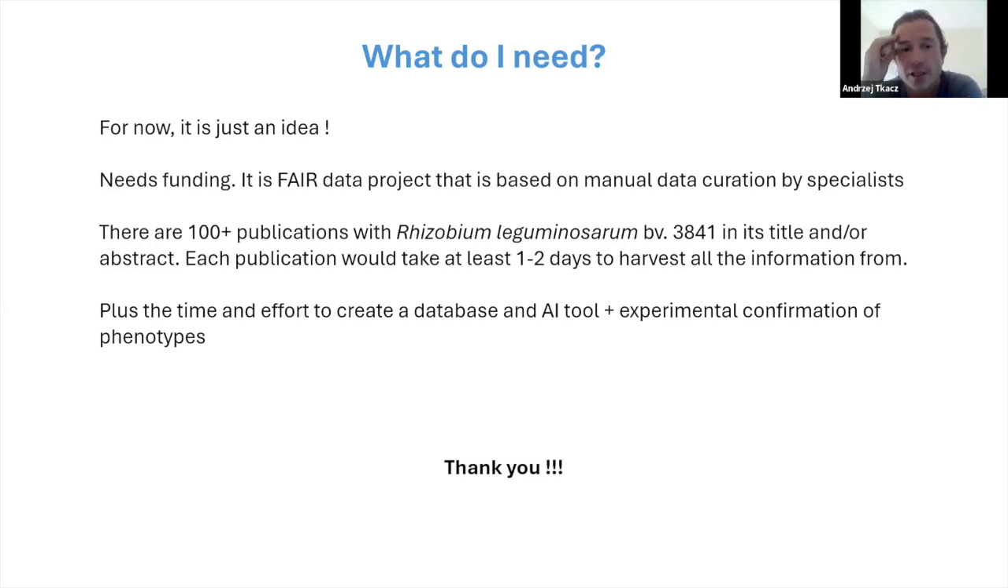I would also need time and effort to create this database, but also to create tools, the AI tool, and to confirm some of the phenotypes, whether they are correct or not. So yeah, that's all I have for you today, and I hope you have questions and suggestions. Thank you for your time.